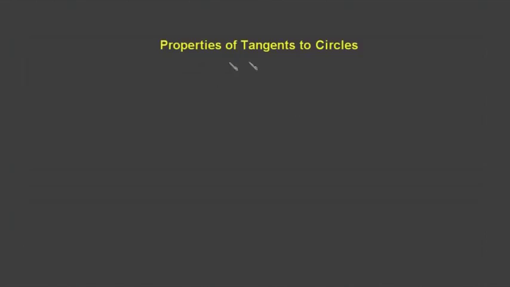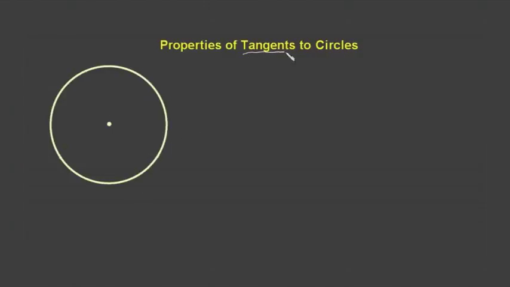Welcome to a lesson on properties of tangents to circles. Let's say we have a circle here, and then if we draw a line that intersects the circle at only one point, then that line is called a tangent to this circle. So if we draw a line, let's say this line here, which intersects the circle at only this point, let's call this line AB.